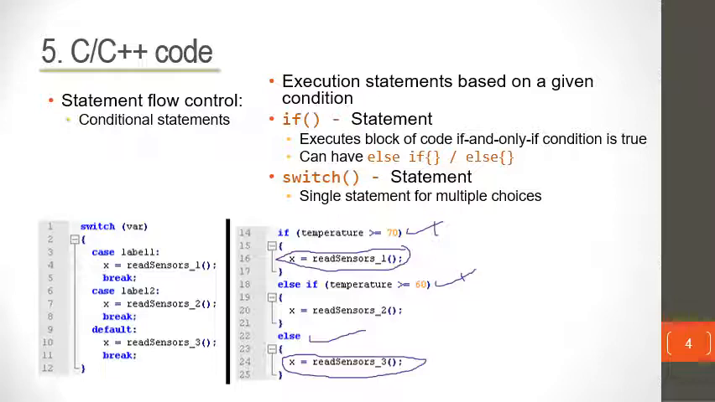In the case of the switch statement, it is a statement which executes a certain block of code based on the value of a certain variable. So in this case, based on the value of this variable, if the value corresponds to label 1, then it will execute this block. If it corresponds to label 2, then it will execute that particular block.